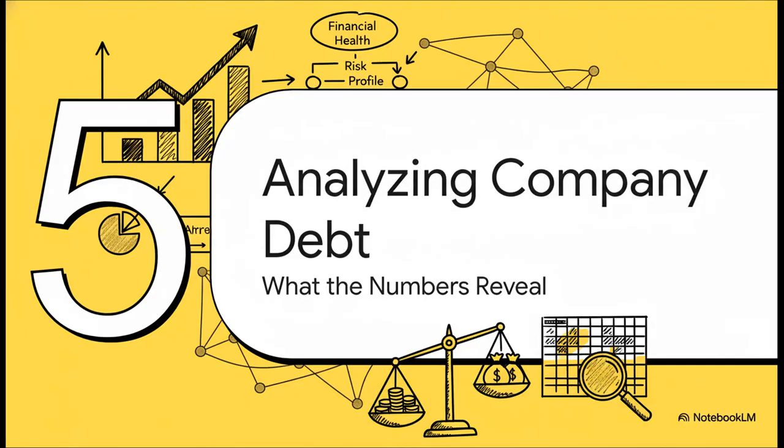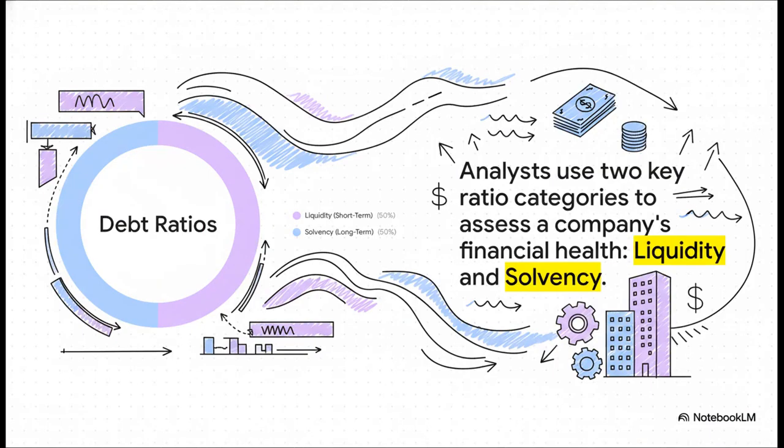And that brings us to our final section, number 5, analyzing a company's debt. This is where we put it all together. We know what liabilities are, we know how to account for them, so now what do the numbers actually tell us about a company's financial health? When we analyze debt, we generally look through two different lenses, using two categories of ratios. First, we have liquidity ratios. These are all about the short term. Can the company pay its bills that are due right now, this year? Then we have solvency ratios. These take a much longer view. They're about the company's long-term survival. Can it handle its total debt load over the long haul?